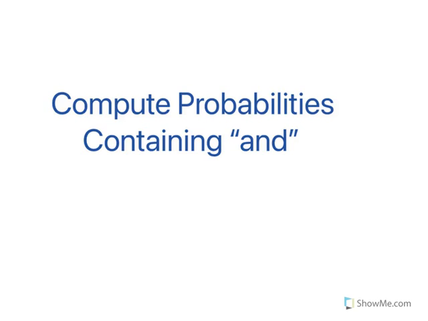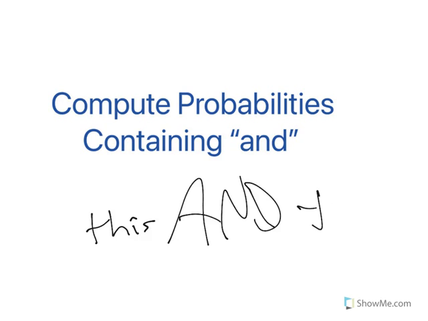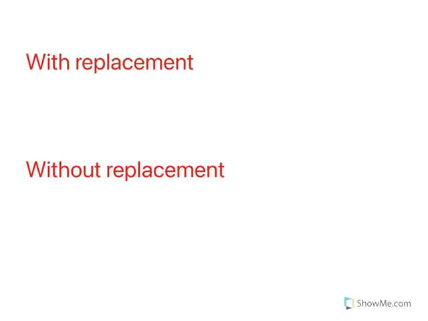Let's compute probabilities containing the word "and." That means we're going to do two things. We're going to do this and that. And I don't know about you, but I love probability. So let's jump right in.